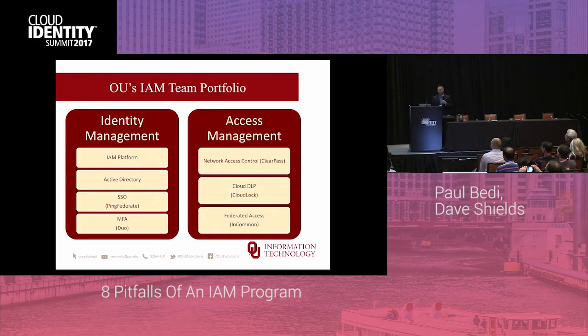Here's an example really quickly of the platform and how we put things together for our portfolio. On the identity management side, we have our platform: we have Active Directory, we have SSO with PingFederate, and we have MFA with Duo. All of that's our identity management piece. And then for access management, we have our ClearPass network access control that we're integrating with our identity management system. We have CloudLock for cloud DLP, and we also have federated access with things like InCommon, Shibboleth, Grouper, and those kinds of things. It's kind of a portfolio. Make sure your team, if you have one for identity management, has a portfolio.